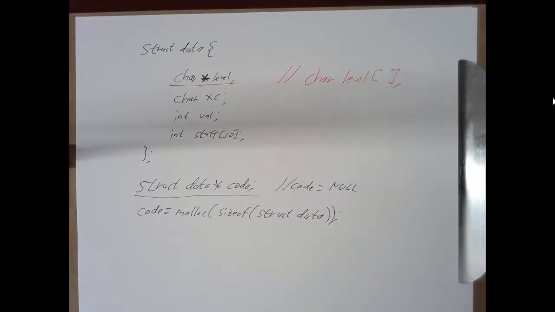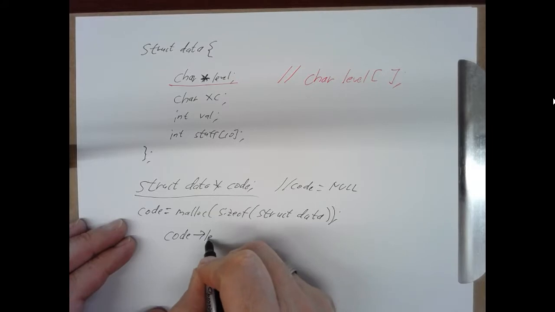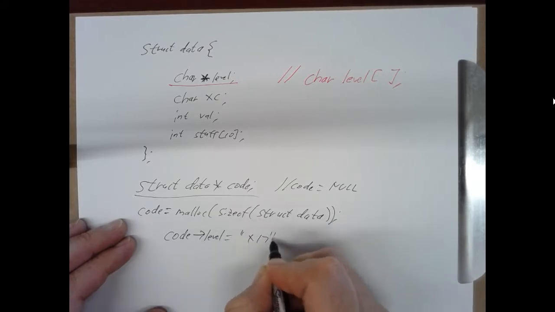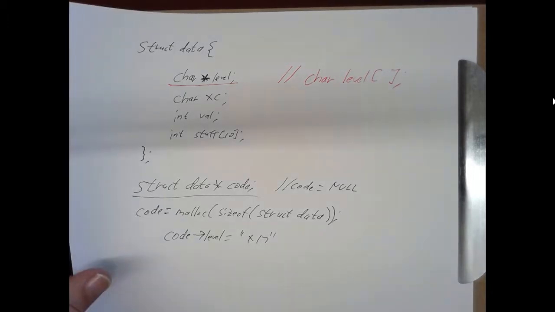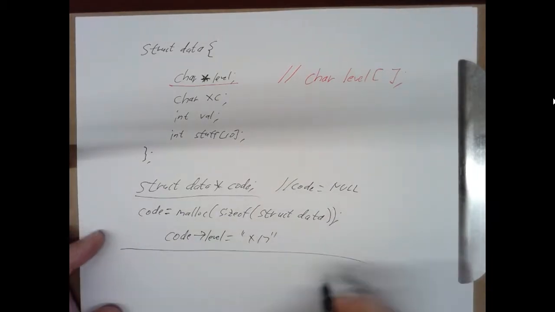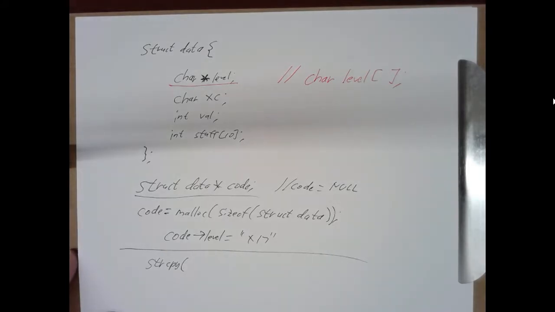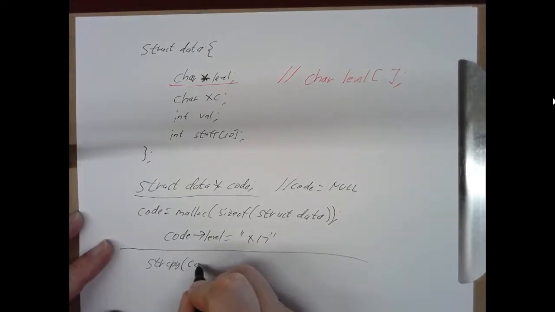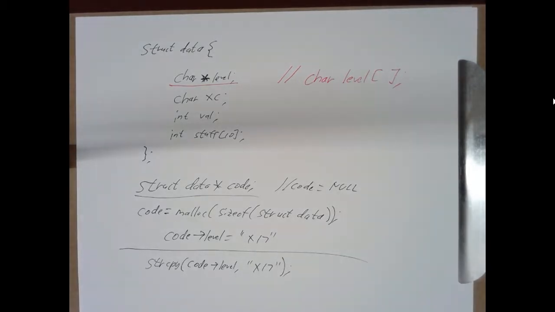And then part D, we wanted to initialize. So you wanted to set level to x17. So if this is code, code level equals x17 will totally work. If you try to string copy, first of all, string copy, first argument is the destination, second argument is the source. So you could try to do this. And that would work, except that you're going to get a seg fault.